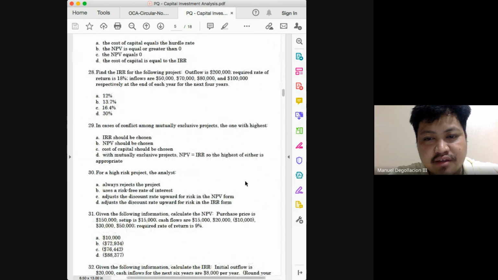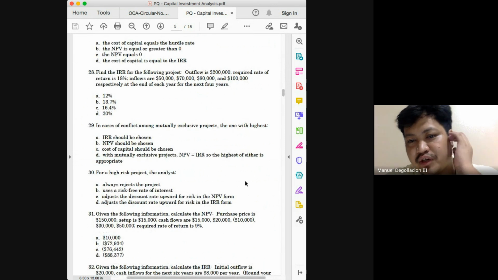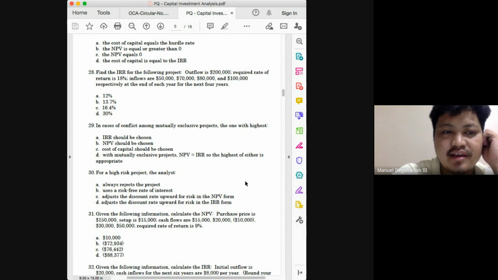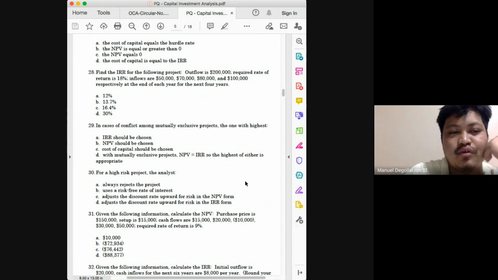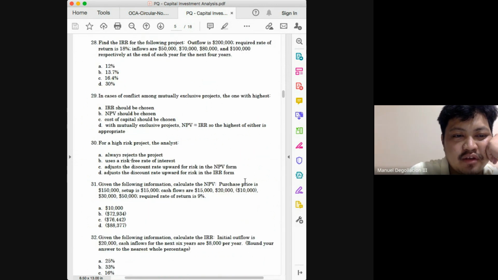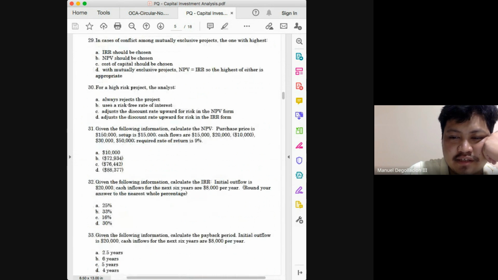Next, 29, in case of conflict among mutually exclusive projects, the one with the highest NPV or net present value should be chosen because again, we consider the NPV as the superior project selection method. So the answer in 29 is Bravo. Number 30, for a high risk project, the analyst would, letter C, adjust the discount rate upward for risk in the NPV form. So again, the answer here is letter C.